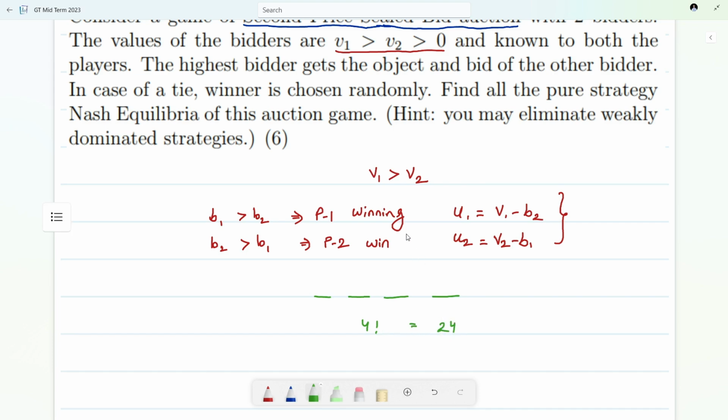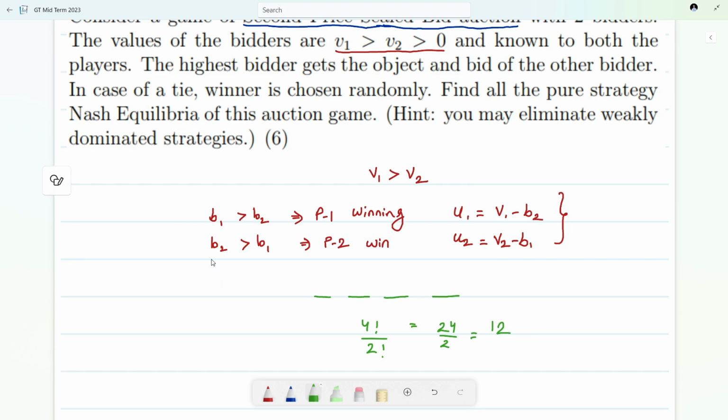So this comes out to 24. Now since the positions of V1 and V2 are fixed, which means if V1 is here, then V2 can be somewhere here, and if V1 is here, then somewhere here, and B1 and B2 can be adjusted accordingly. So I have to divide it by 2 factorial. It comes out to 12 ways. So there are 12 cases.